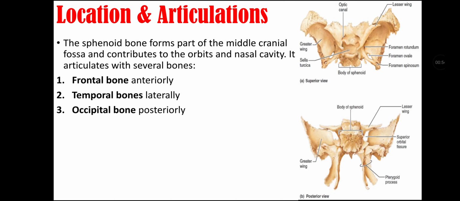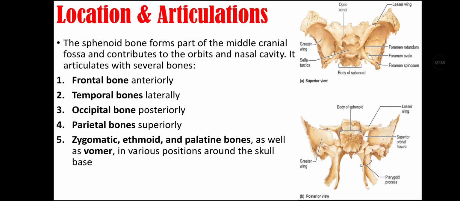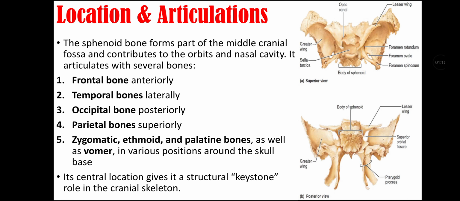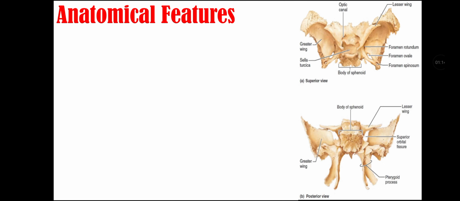laterally, it articulates with the occipital bone posteriorly, it articulates with the parietal bone superiorly, and also articulates with the zygomatic bone, ethmoid bone, and palatine bone and vomer in various positions around the skull base. Its central location gives it a structural keystone role in the cranial skeleton.